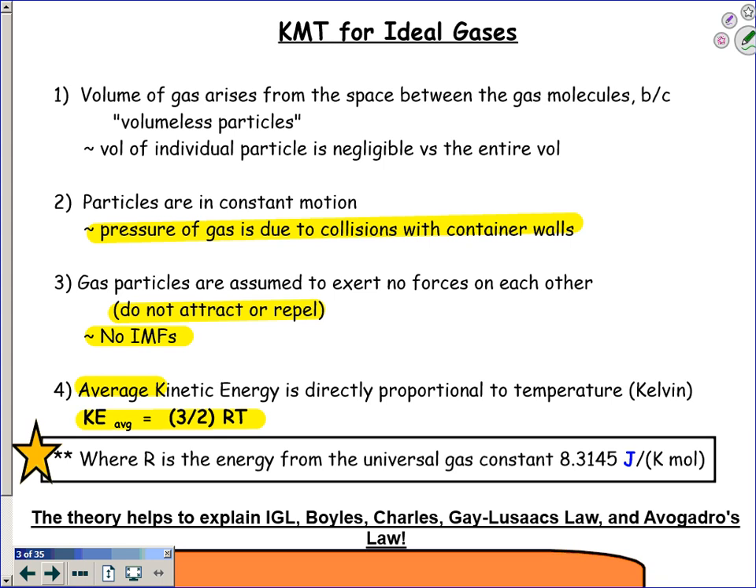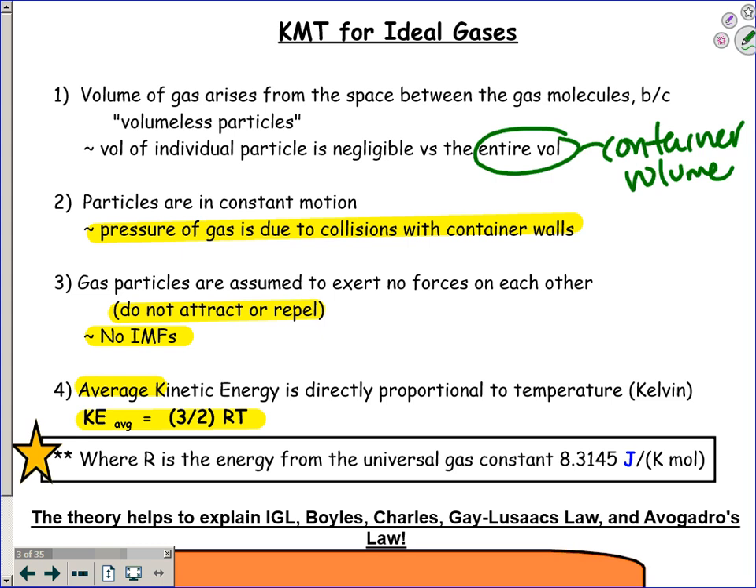We assume that they're volumeless, so that the volume of the container is what we say it is. So if I said I had a 5-liter container, well, truly it's not 5 liters of space because the gas particles themselves are taking up some space. But then we'd have to work with subtracting the volume of the particles, and nobody's got time for that.